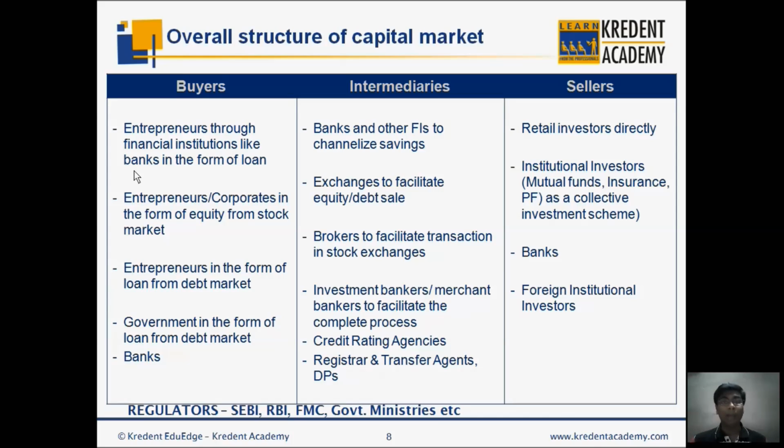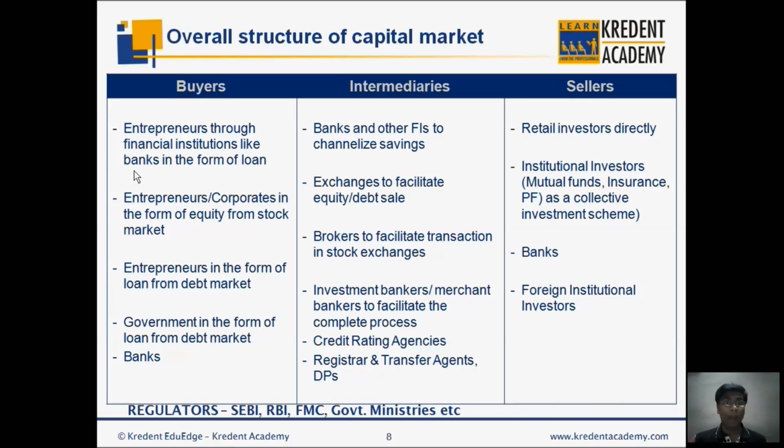Why? Because the money which the bank is lending out is something that the bank got via deposits from investors or depositors. So the sellers of capital in this case are the depositors, the bank is the intermediary, and the entrepreneur who is going to set up a factory is the buyer of the capital. Okay.